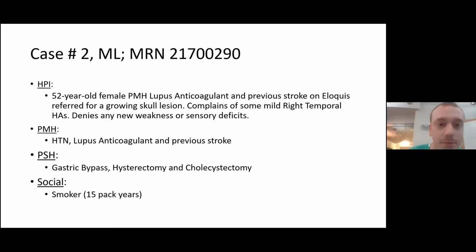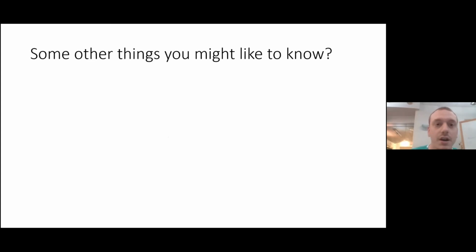So, a 52-year-old female patient, past medical history of lupus, anticoagulation, and previous stroke, on Eliquis, referred for a growing skull lesion. Patient complains of some mild right temporal headaches, but denies any weakness or sensory deficit. Past medical history, as mentioned before, lupus, anticoagulation, previous stroke, a couple of surgeries. The patient is a smoker. Just from the history, what other things do you want to know?